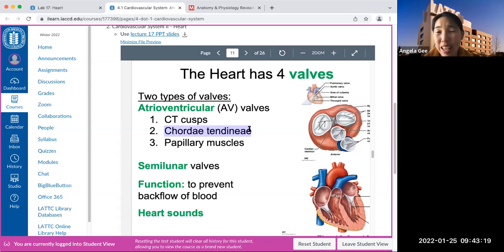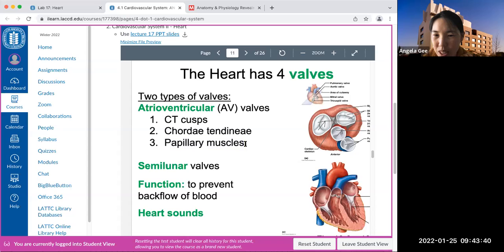Chordae tendineae are basically strings. They're commonly referred to as your heartstrings. You hear that common term, oh, they're tugging your heartstrings. You literally do have strings in your heart, and that's the chordae tendineae. And then the chordae tendineae are attached on the bottom to papillary muscles. So all 3 of these are connected.